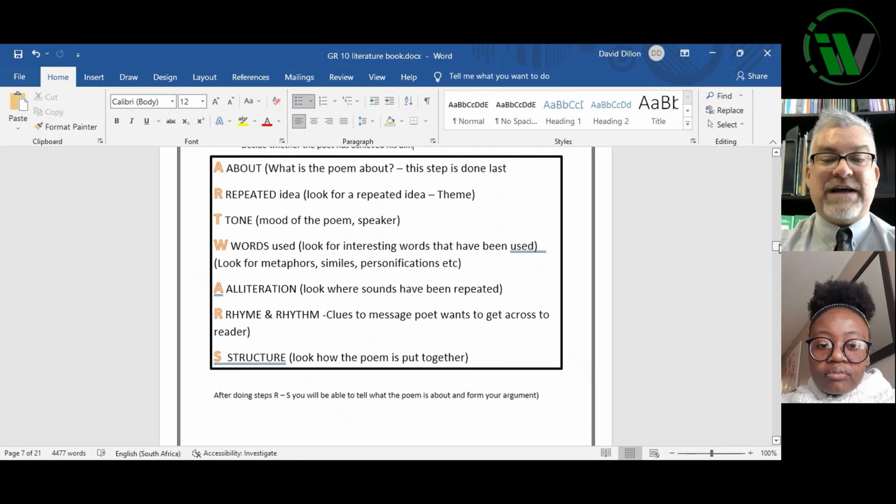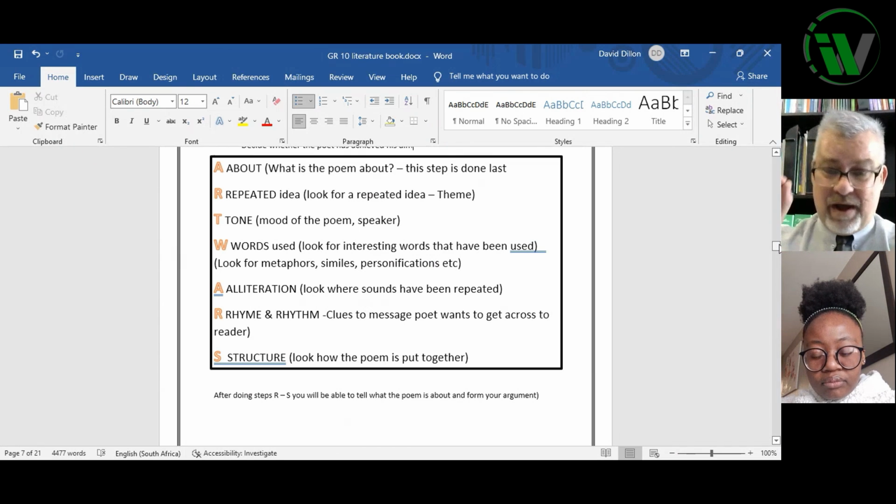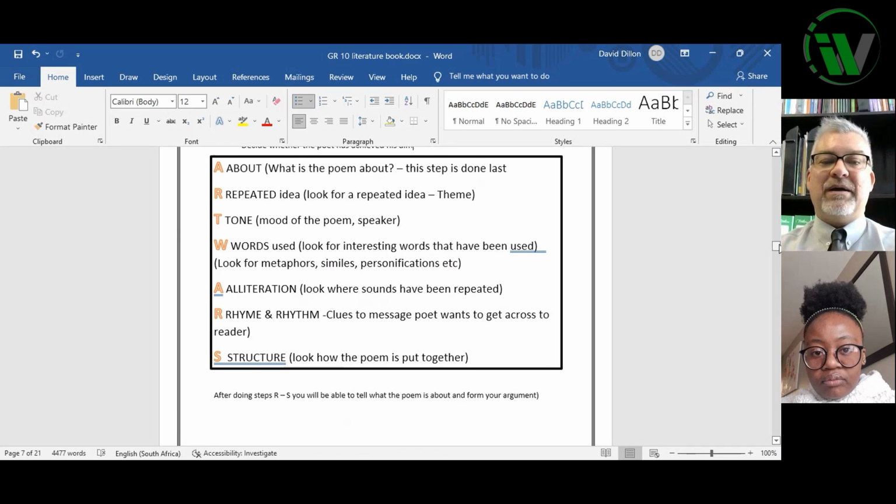So basically what I've done is I've put the whole lot together into Art Wars, which is easy to remember. If you can remember Art Wars, then you'll remember the various different steps you need in order to read a poem.